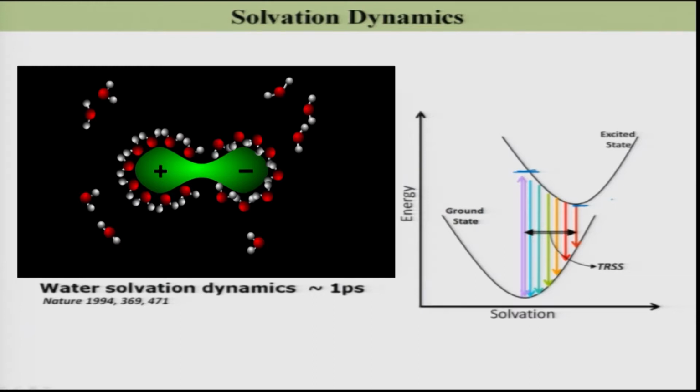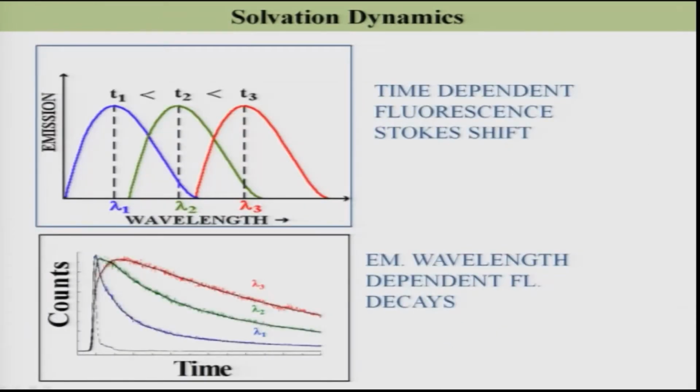This is known as time dependent fluorescence Stokes shift. So, the Stokes shift is changing because of the solvation. If I now plot this emission spectra as a function of time, you will see that at time t1, which is the smaller time just after the excitation, the emission is like this. As time goes, the emission will shift to the longer wavelength.